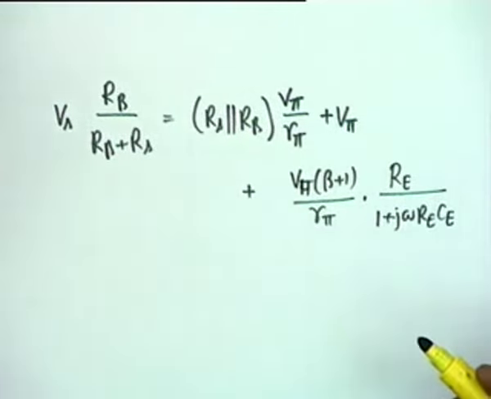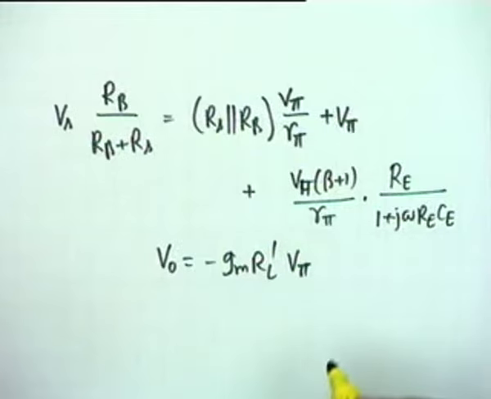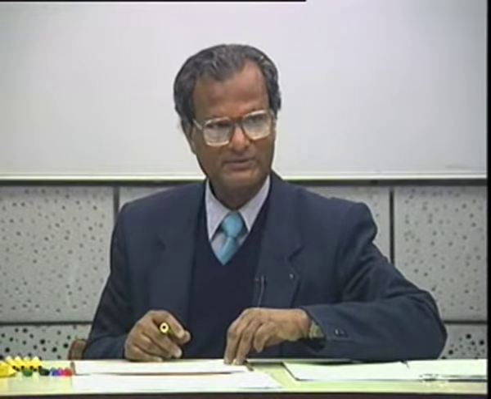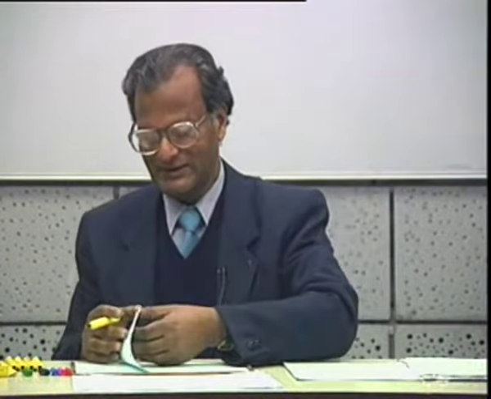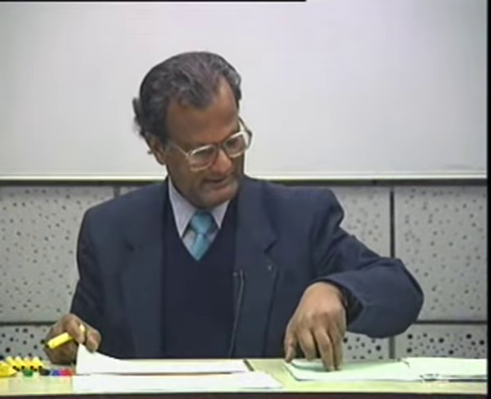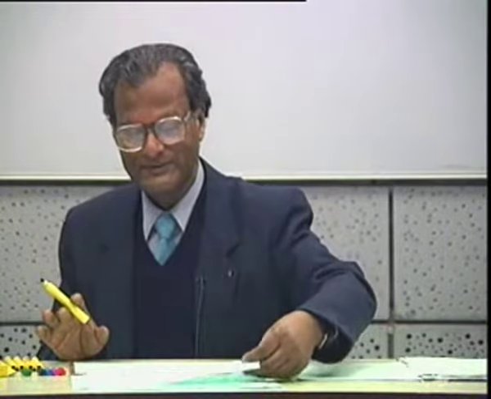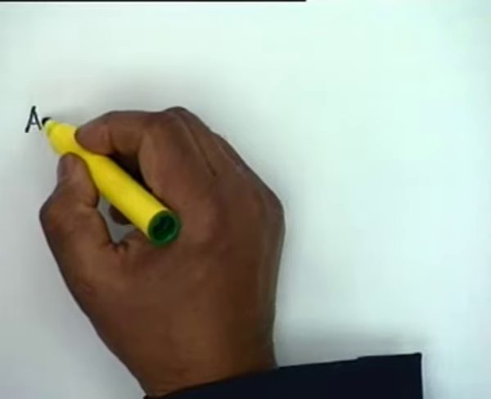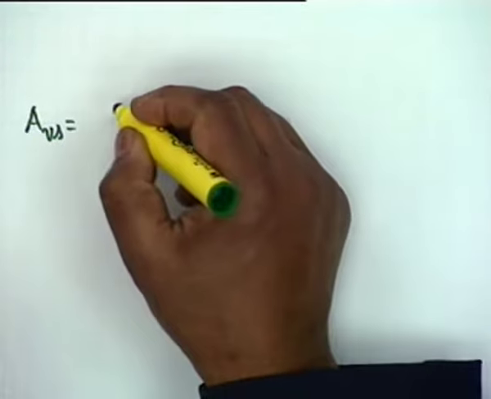This is the equation that will give us V pi in terms of Vs, alright, and we already have found out V0 equal to minus gm RL prime V pi, and therefore one can simplify and find out AVS, which is V0 divided by Vs. Okay, I will skip this algebra and I will write the final result like this. You do this algebra yourself and you can write the final result as follows. If I have made a mistake, you will have to point out to me.